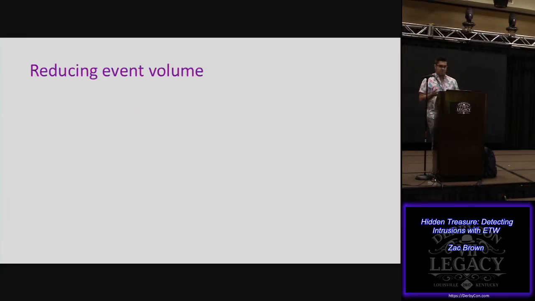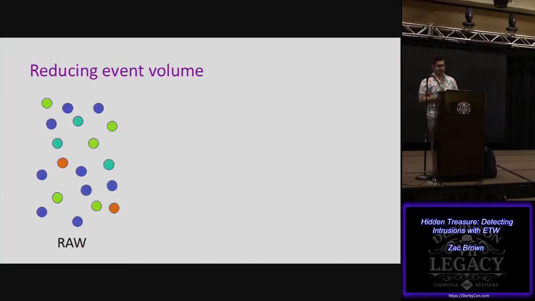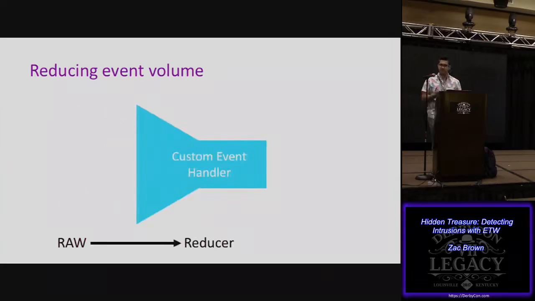So let's talk about reducing event volume down a little bit. How do we reduce that? Imagine you have this huge number of raw events that are enabled from all your 15 or 20 providers you've decided to turn on. Well, you have that custom event handler that we talked about a little bit earlier. So you put it all in there, and you do some smart things to reduce the amount of data that you're pumping through there. You'd like to ingest those events in a sane way that your SIM can actually consume.